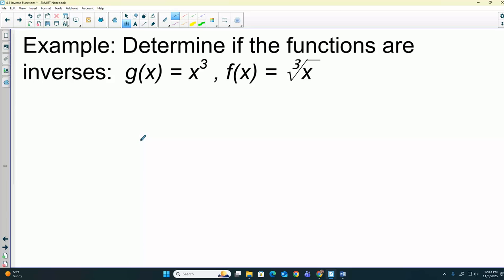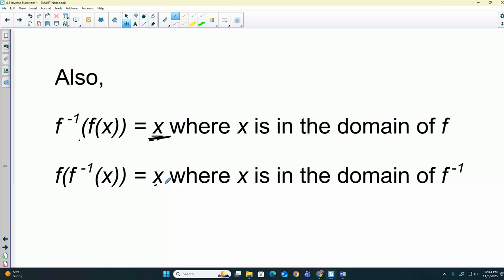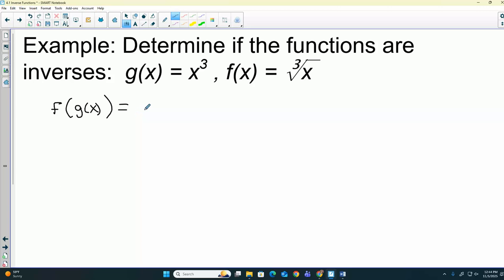All right, so using that, let's decide if these are inverses. If they are inverses, it means that they have to undo one another. So when I do f composed with g, what should I get for my answer? Should get just x back. Have to get back what we put in. So if I do f of g of x, remember when we do the composition, we start on the inside. g of x is x cubed.